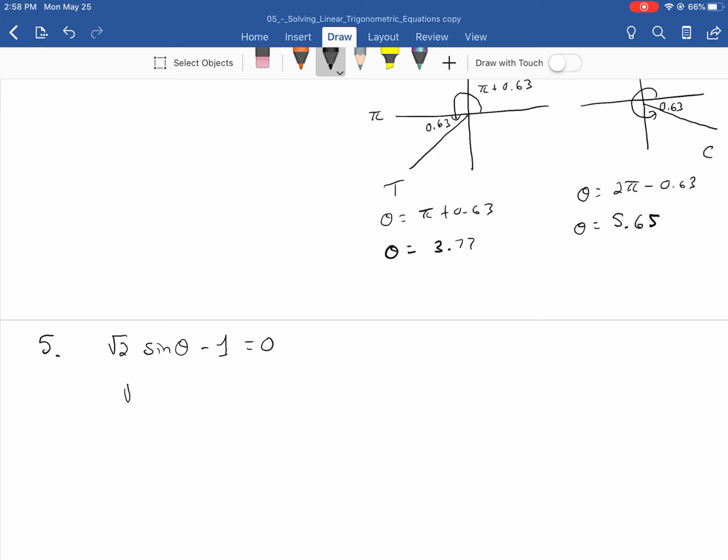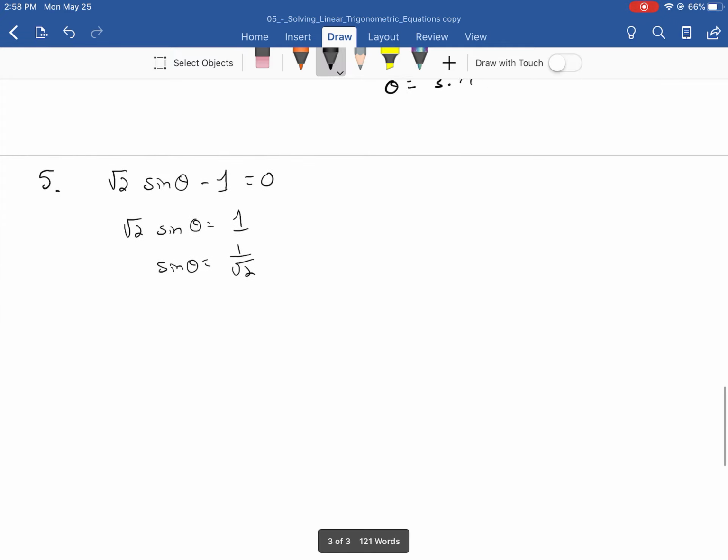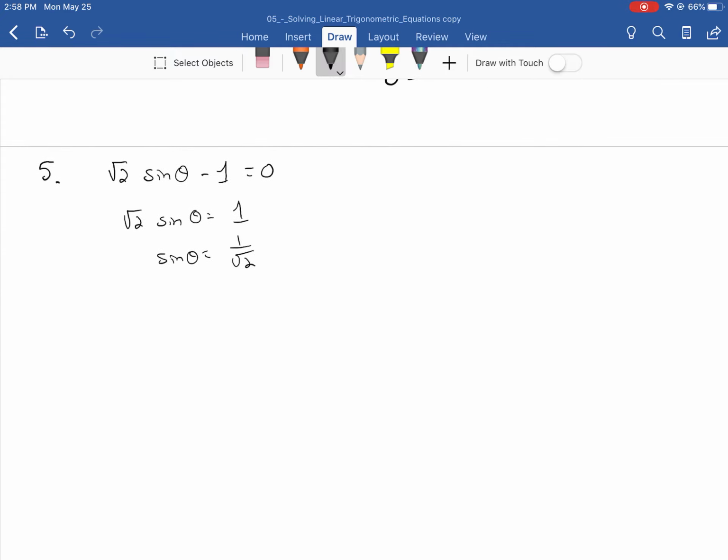See, we don't have this equal sine theta equal to something. It's root 2 sine theta minus 1 equals 0. But you've solved the equations before. Before you even start here, we just have to isolate the sine theta. So the 1 gets moved over and becomes positive 1. And then I divide by the root 2, and I get sine theta equals 1 over root 2. So that's what's really new in this lesson, is isolating sine theta. I don't think you're going to have too much trouble with that part of it.